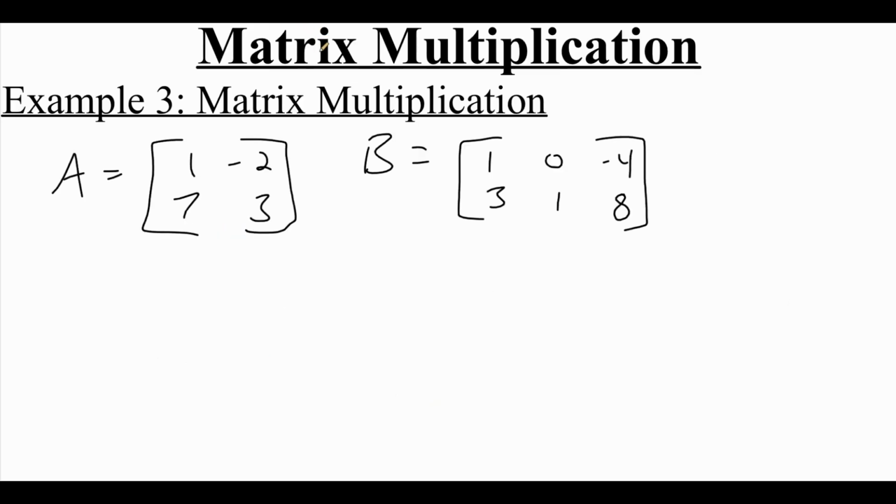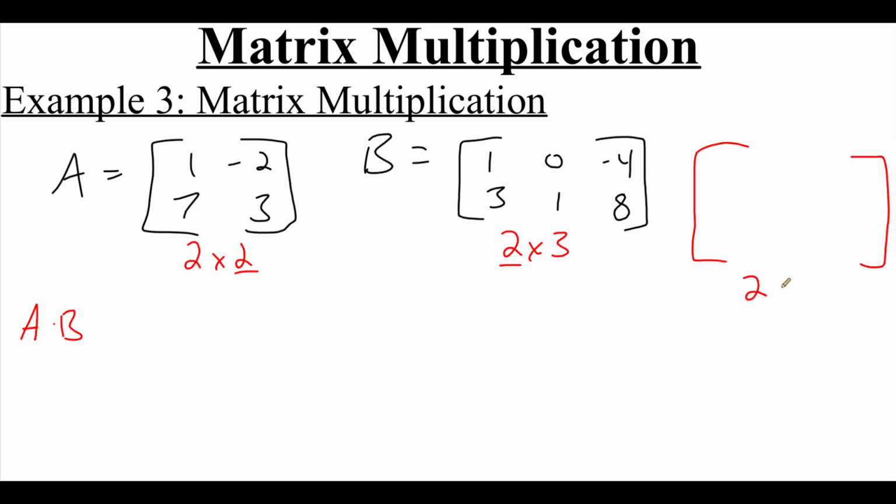So let's look at another example. I've got two matrices, A and B. Matrix A has the entries 1, negative 2, 7, 3. And matrix B has the entries 1, 0, negative 4, 3, 1, 8. The first thing we want to do is look at their orders. A is a 2 by 2 matrix, and B is a 2 by 3 matrix. So if I want to do A times B, I look at the middle numbers there. We've got a couple of 2's, which means that we will be able to do this multiplication. If we look at the outer numbers, then our answer should be a 2 by 3 matrix.